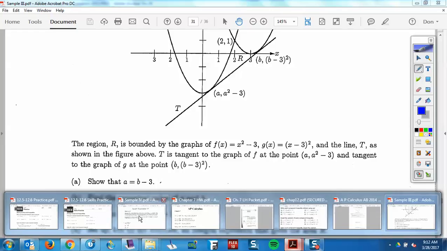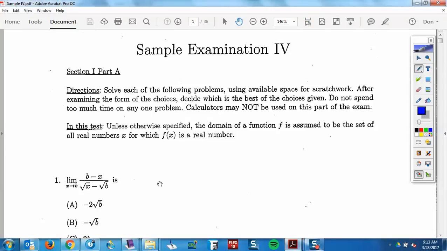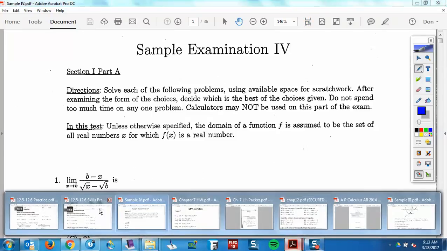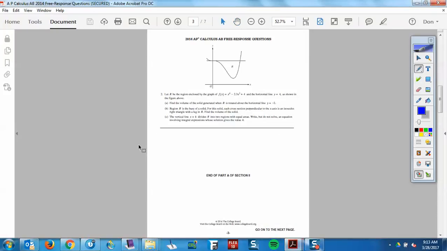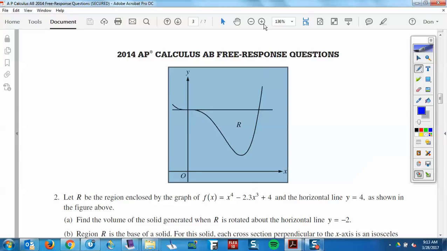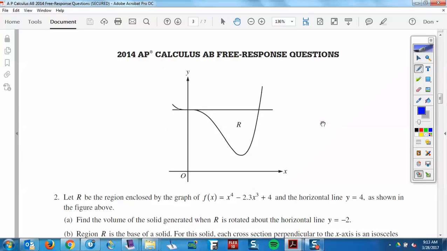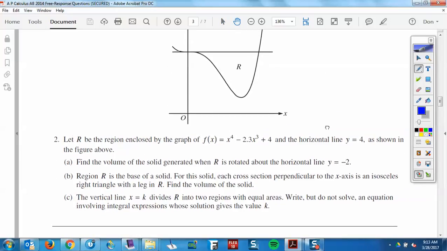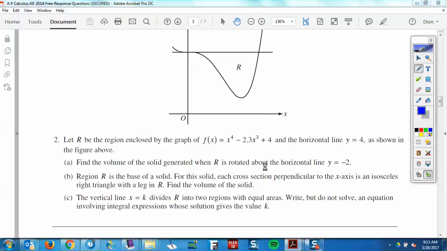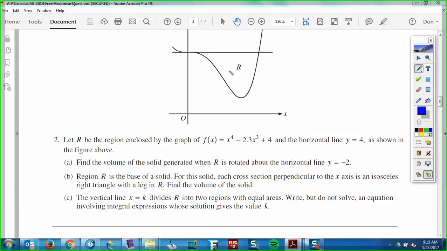Okay, let's go to your other packet that you have, the sample 4 packet. Let's go to that real quick. That was in 2014, the one we worked on today. And let's go to problem number 2. And here we have this region R. Now this is the line y equals 4, right? This is y equals 4 up here. Okay, and then this is this function right here, right?